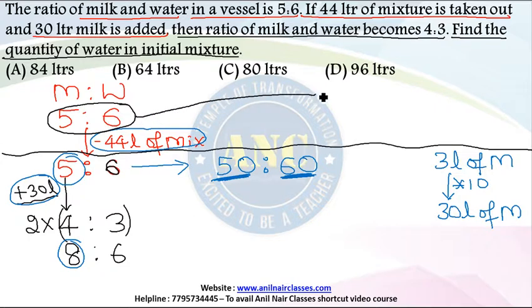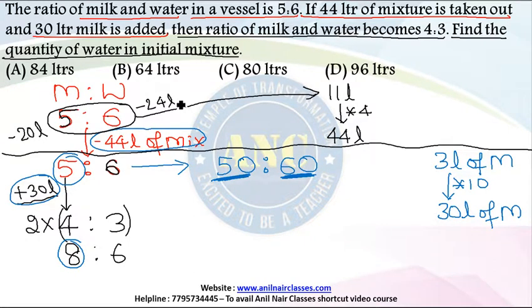5 liters of milk is removed, 6 liters of water is removed. 5 plus 6, 11 liters of mixture is removed. Question says 44 liters of mixture is removed. 11 into 4 is 44. 5 also multiply by 4. 5 into 4 is 20 liters of milk is removed. 6 into 4 is 24 liters of water is removed.